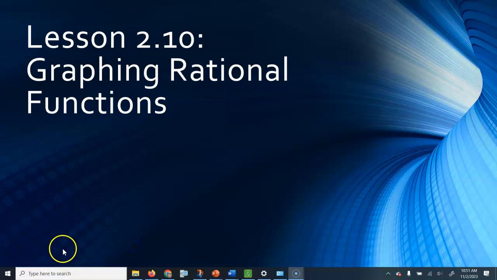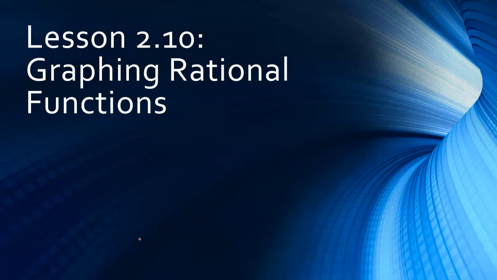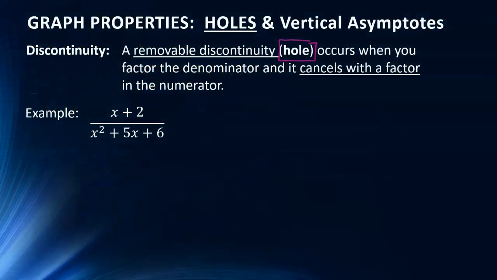All right, well, welcome. In this video, we're going to be looking at how to graph rational functions, and we're going to do this by hand. Before we get started, we need to first understand some different graph properties. So let's look at that first graph property, and that's this idea of a hole in a graph.